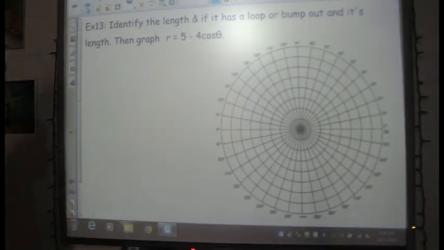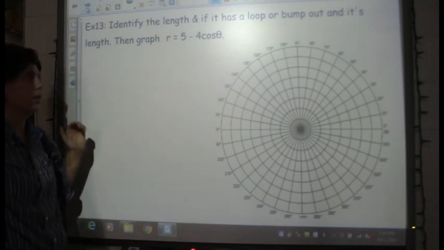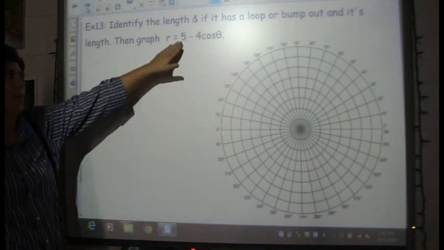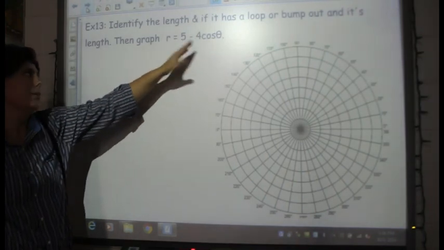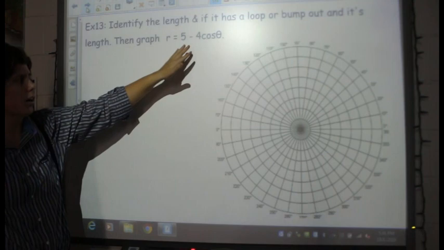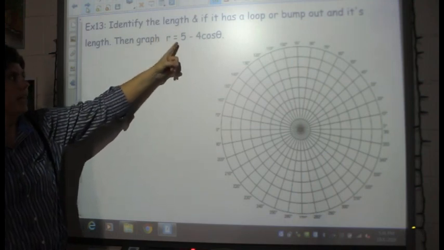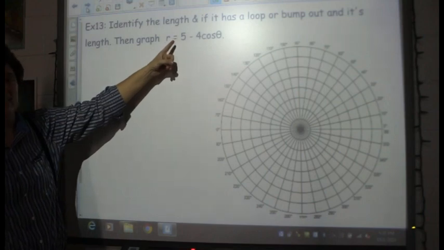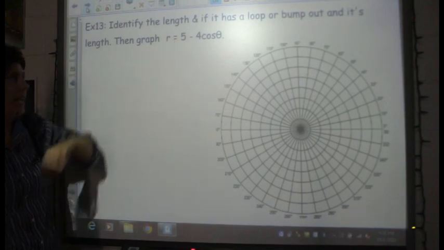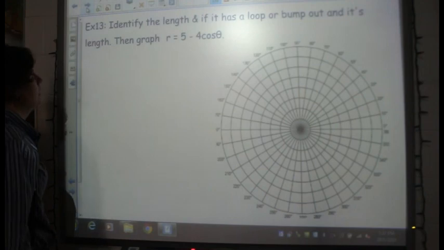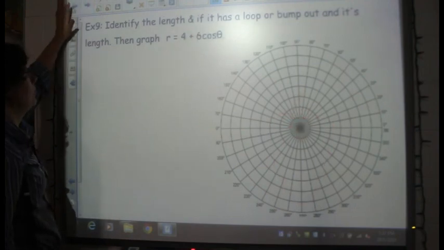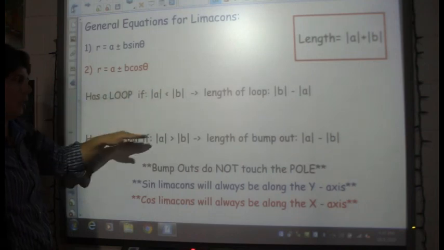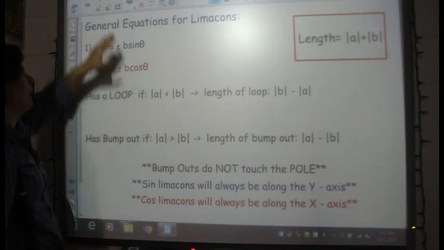All right, number 13 is a little bit different. You'll notice this time it's still a limacon because we have a 5 and a 4, so it's not a cardioid, but the A is bigger this time. And when the A is bigger, it is not a loop. Remember, you've got your formulas over here if you ever forget, right? When A is little, you have a loop. When A is big, you have a bump out.